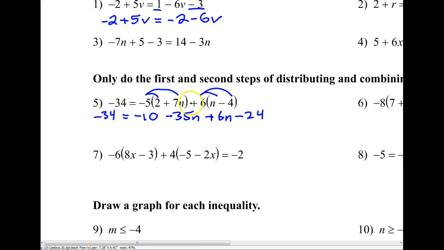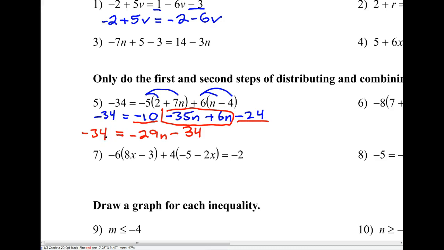Go ahead and find what goes together. If you need to, you can underline it. It's easier. You can see it's going to be these variables. Like negative 35 plus 6 would be negative 29. And then we have negative 10 minus 24, negative 34. And then just stop there. Just practice doing the first part.